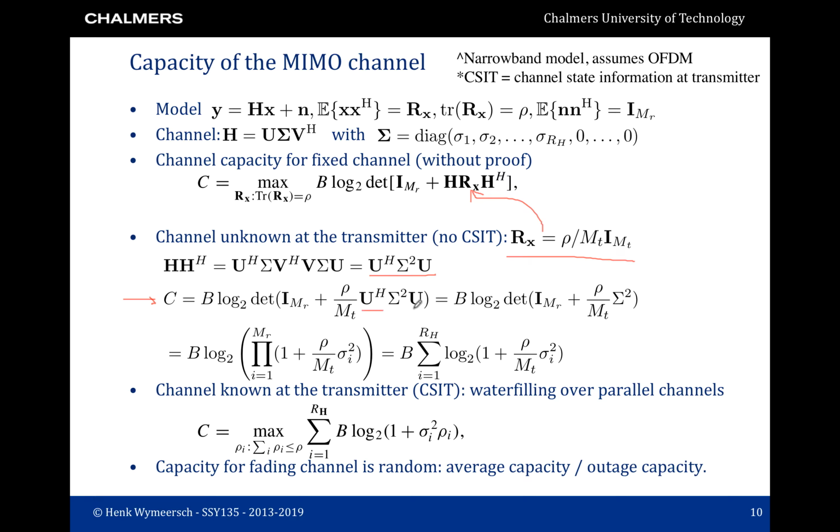We can now pull out U Hermitian and U to the left and the right hand side. These are just unitary transformations, so they don't affect the identity matrix, which allows us then to write the capacity as the bandwidth times the log of the determinant of this matrix here. So note that the U Hermitian and U are gone. This overall matrix is diagonal because the identity matrix is diagonal and sigma, and thus also sigma squared, are diagonal. The determinant of a diagonal matrix is just the product of the entries along the diagonal. So this is given by this expression. Finally, the logarithm of a product becomes the sum of the logarithms. So in the end, we have this final expression of the capacity of the MIMO channel without channel state information at the transmitter.